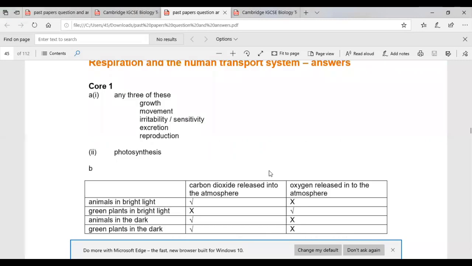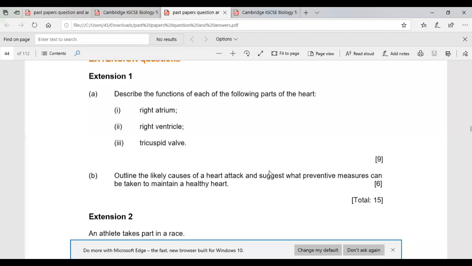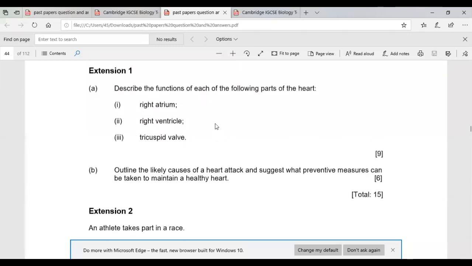Okay. Now, so this question is very important because you will see them maybe in your exam. The tricuspid valve. What is the function of the tricuspid valve? Any valve. What is the function of the valve? You don't study valve at all. What is the valve? What is the function of the valve?